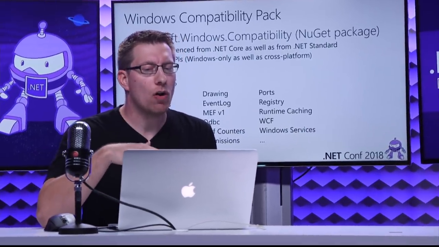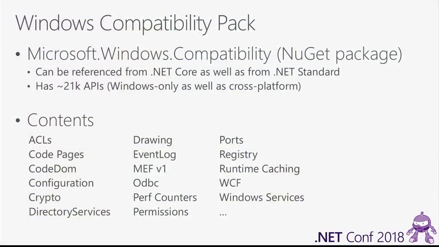And it's effectively all the things we have in .NET Framework that were not in .NET Core. And so it's, you know, all the usual suspects like drawing, ODBC, the registry, a bunch of stuff. It's about 21,000 APIs, so it's quite sizable.